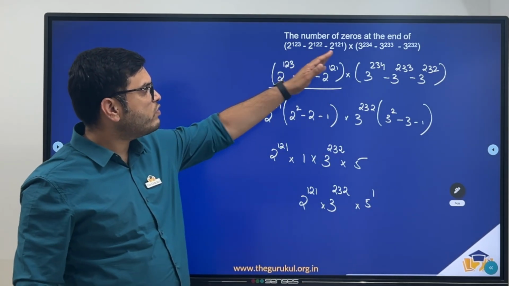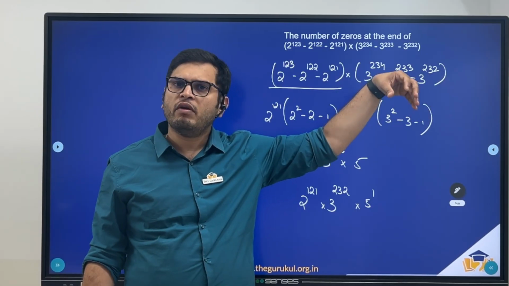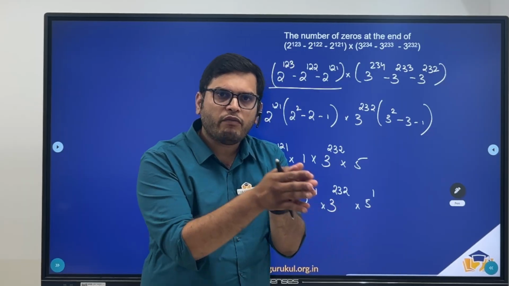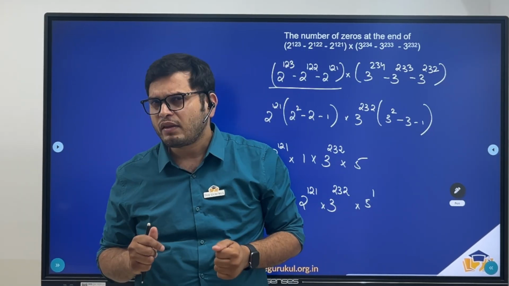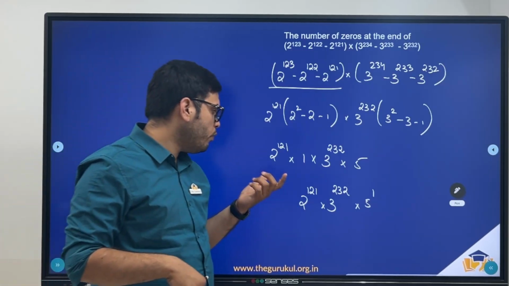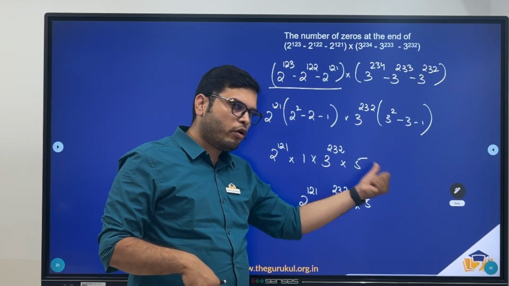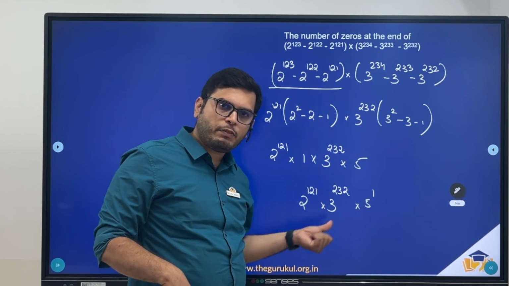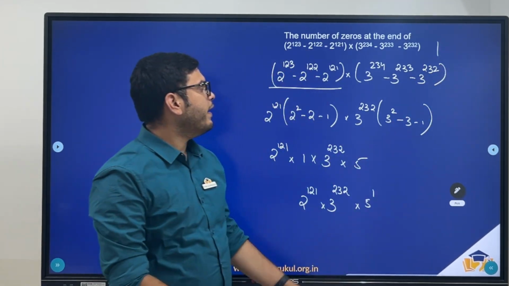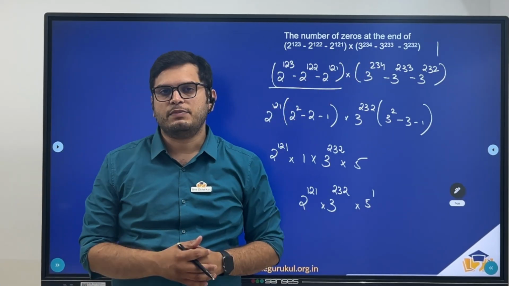Now when will we have 0 at an end? When you have a 5 and an even number. So that 0 will be nothing but the resultant of 5 power something into an even number, right? So the number of zeros will always be the lowest power of either 2 or 5. Now which is having the lowest power? 5. What is the lowest power? 1. So you will be having 1 zero at the end of the expansion of this expression.